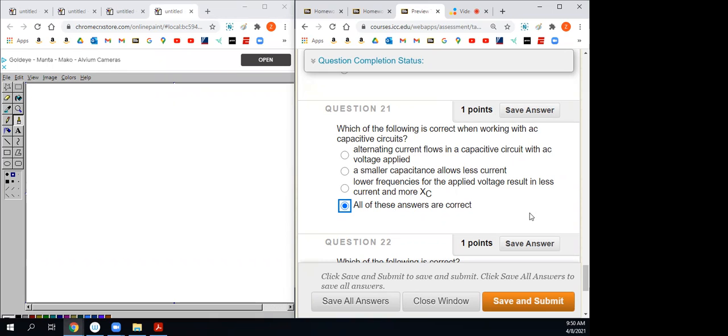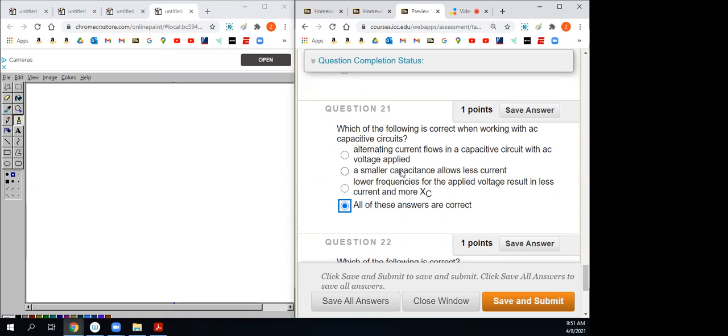Alternating current flows in a capacitive circuit with AC voltage applied. What was your question? The reason this one is true? Yeah, they're smaller, so they're charging faster.